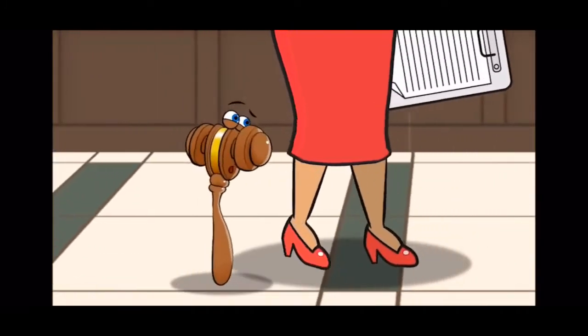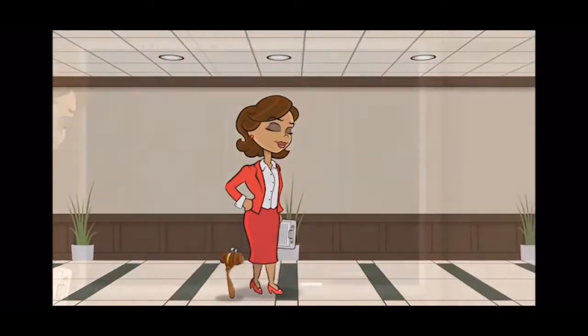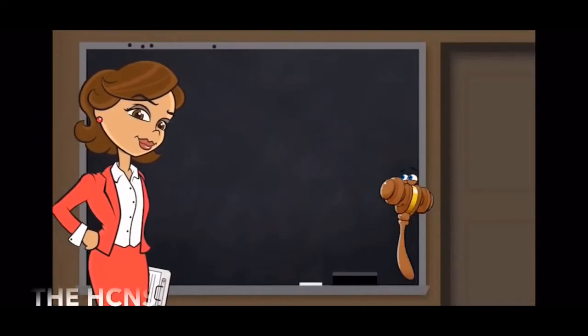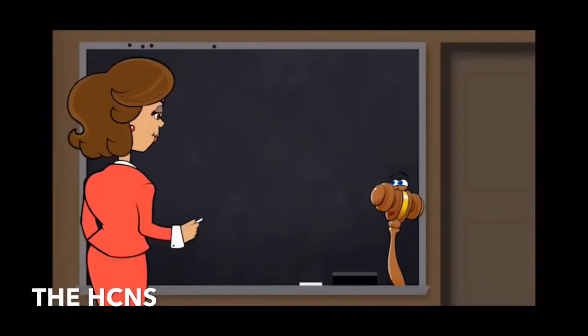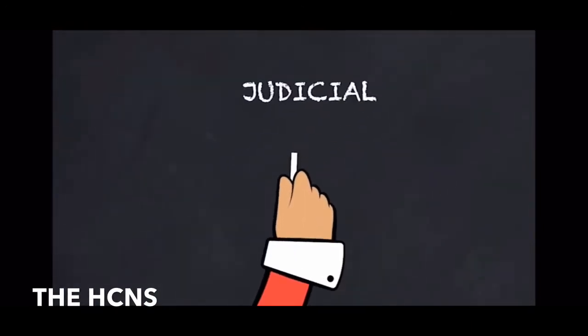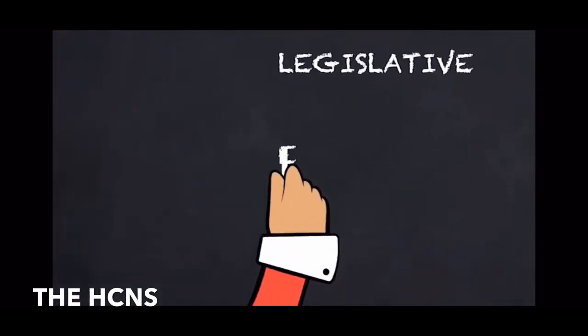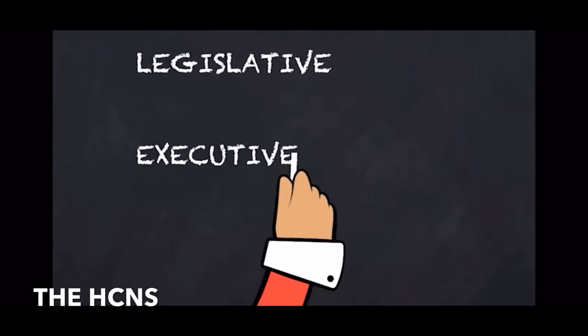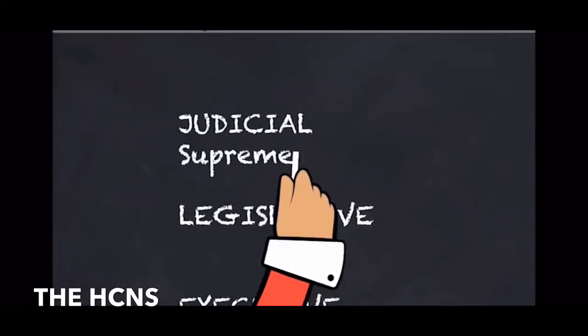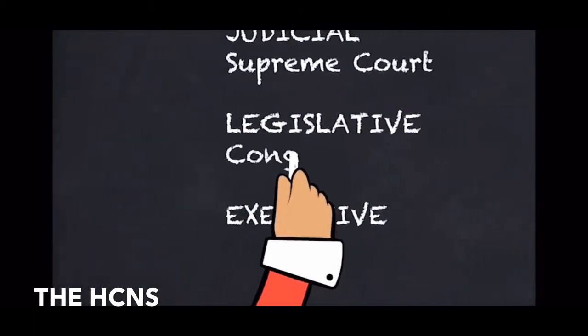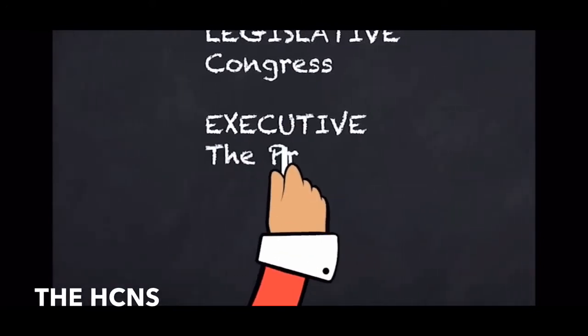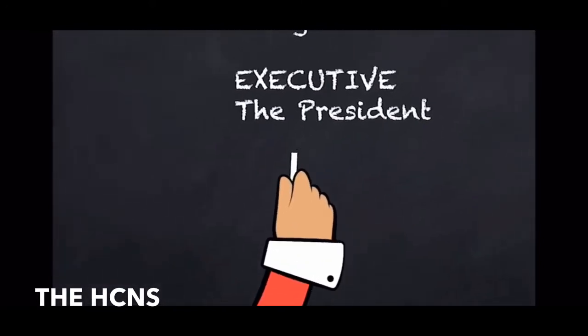What? I don't get it. Let me explain. You know how there are 3 branches of government? I do now. The judicial, the legislative, and the executive branch. The judicial branch is run by the Supreme Court, while the legislative branch is run by Congress, and the President of the United States heads the executive branch.